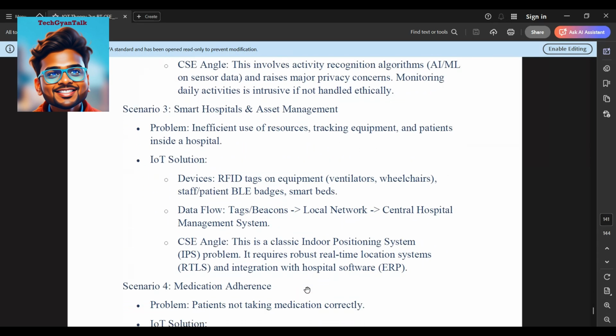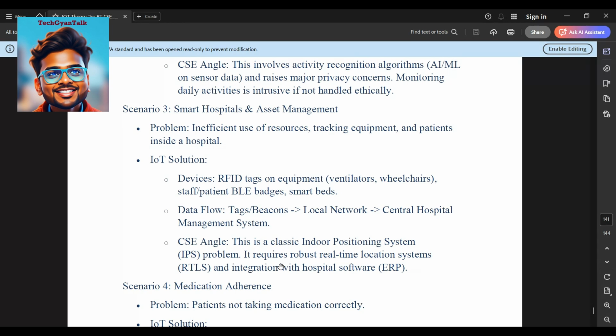We can take scenario three, which is smart hospitals and asset management. The problem is inefficient use of resources, tracking equipment and patients inside the hospital. This is a big problem in smart hospitals and asset management. The IoT solution for this is devices like RFID tags on equipment, ventilators or wheelchairs, staff and patient BLE badges, and smart beds. The data flows from tags or beacons to the local network, then to the central hospital management system.